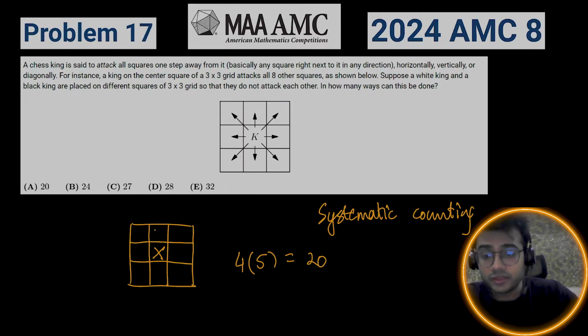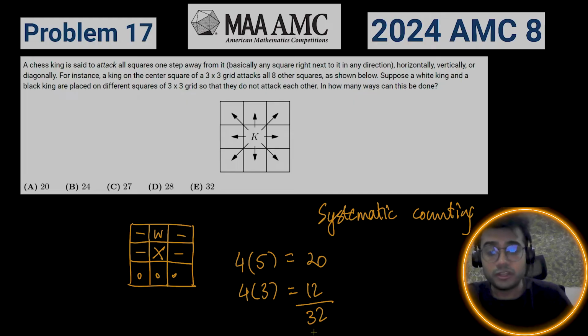If the white king is, let's say, on the top edge right there, then we have to be careful. It's going to eliminate these boxes, and this is already eliminated. So we will have three possibilities only for the black king. So we have four possible edges times three possibilities for the black king. That's going to be a total of 12. So adding all of them up, we will get a total of 32 possible arrangements. The answer should be E.